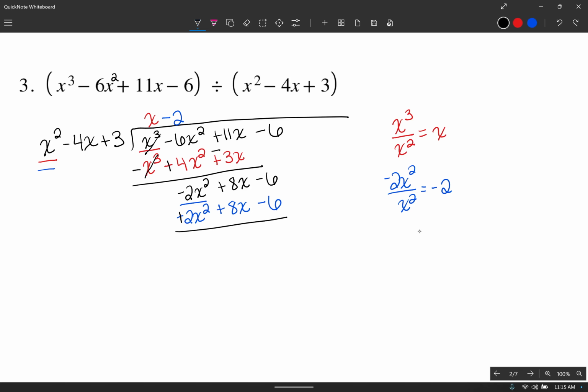So 2 becomes positive, 8 becomes negative, 6 becomes positive, and all of these cancel again, leaving me with a remainder of 0. That means that x squared minus 4x plus 3 is a factor of x to the third minus 6x to the second plus 11x minus 6. So my answer after I divide them is x minus 2.